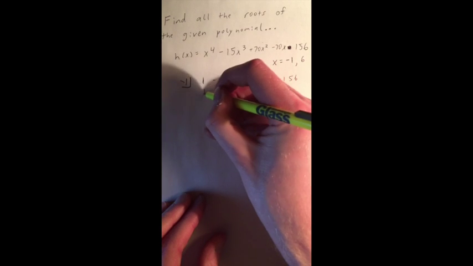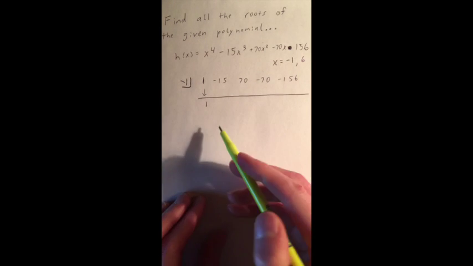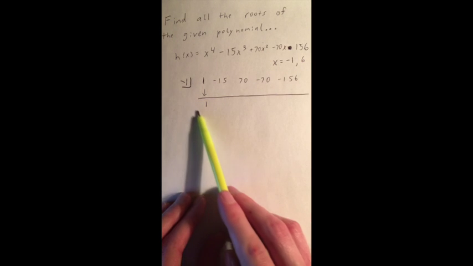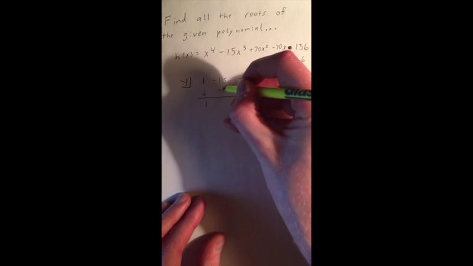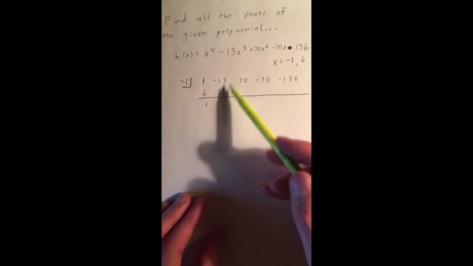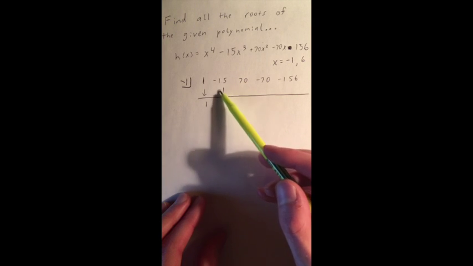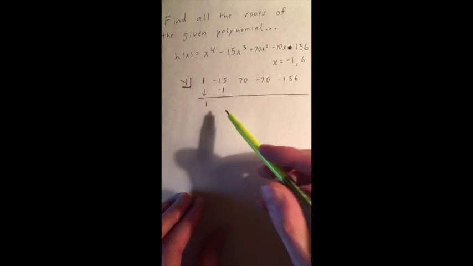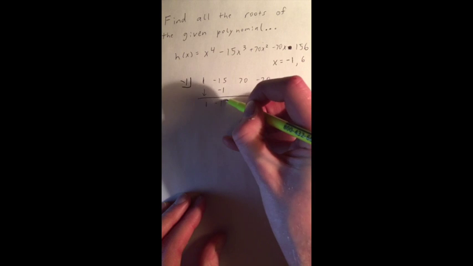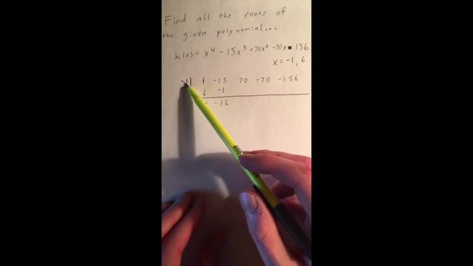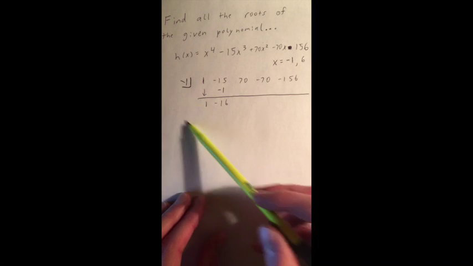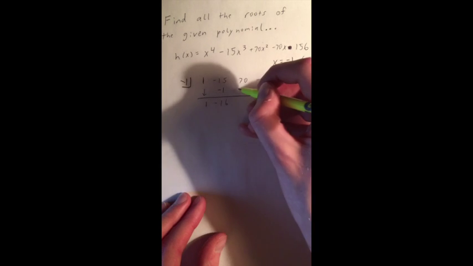And remember how to do this? I drop down the 1. Drop down the 1 down here, all right? Then I multiply the number in the box by the number down below. So -1 times a +1 is just a -1. And then I add down, I combine down. Think of it like -15 plus a -1. Well, that's going to be a -16. And then the process starts all over again. Multiply the number in the box by the number right here. So the -1 times a -16, and keep on going.